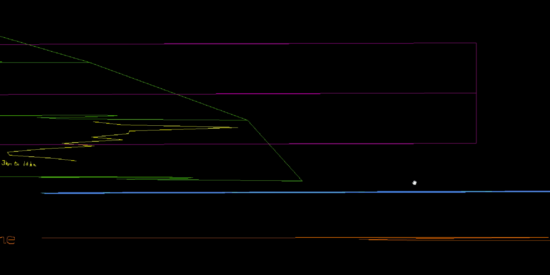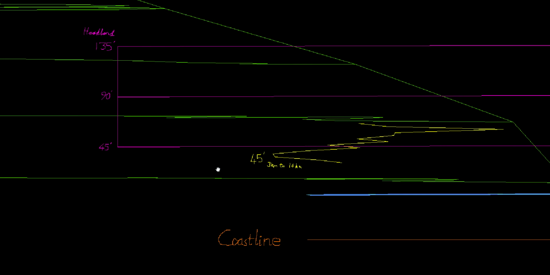FE peer review asked, where is the 45-foot contour line? Well, the 45-foot contour line is the lowest of these three purple lines. It's the one that's marked 45 feet.